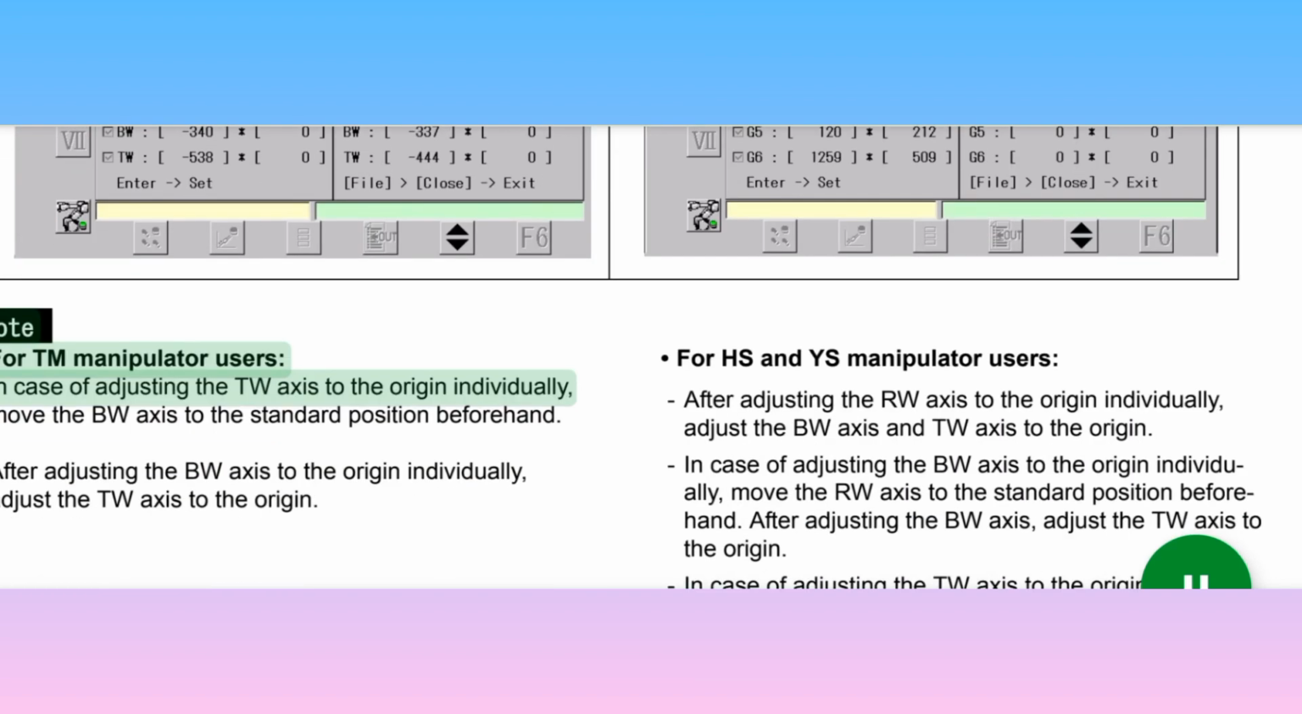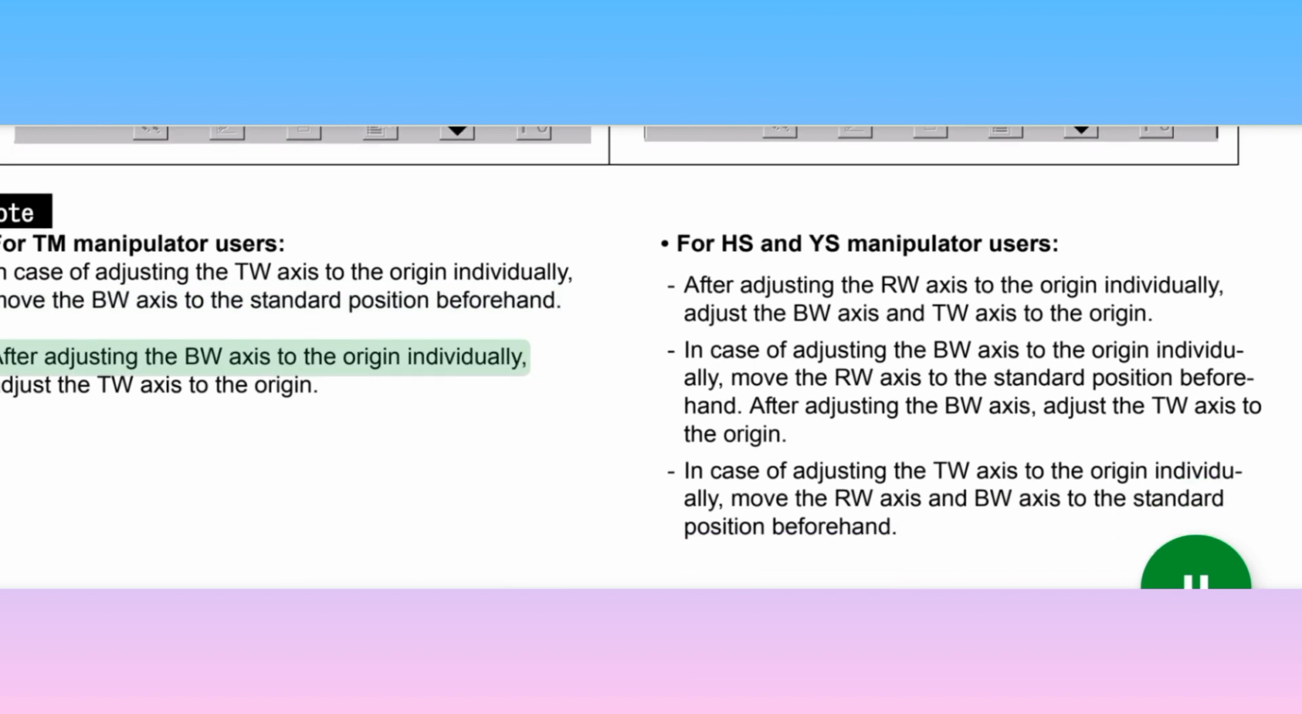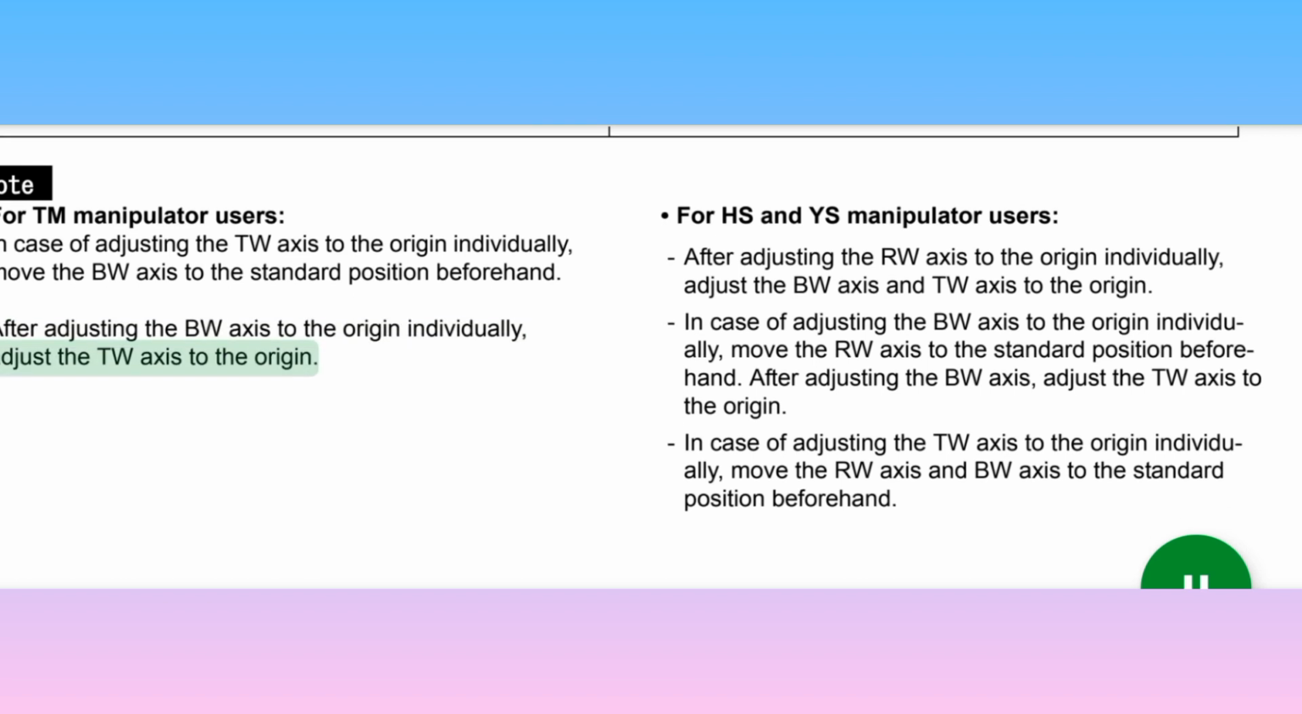Note: for trademark manipulator users, in case of adjusting the TW axis to the origin individually, move the BW axis to the standard position beforehand. After adjusting the BW axis to the origin individually, adjust the TW axis to the origin.